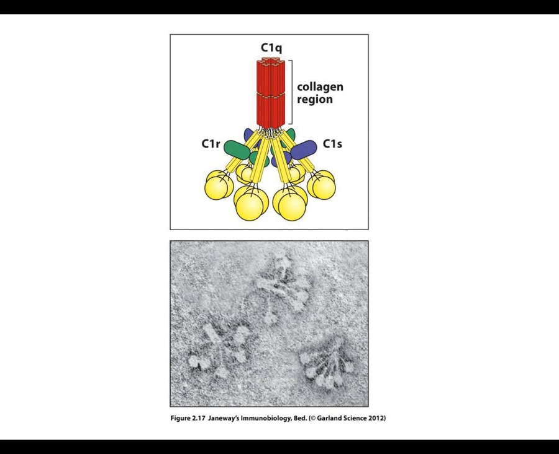If you go through the classical pathway, the classical pathway requires antibody. So IgM particularly is very, very good at fixing complement and starting this pathway. IgG will also do it. IgG3 is the best, then 1, then 2.